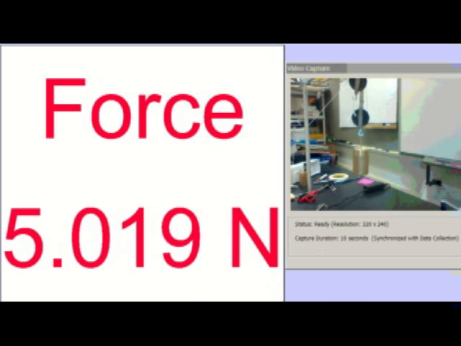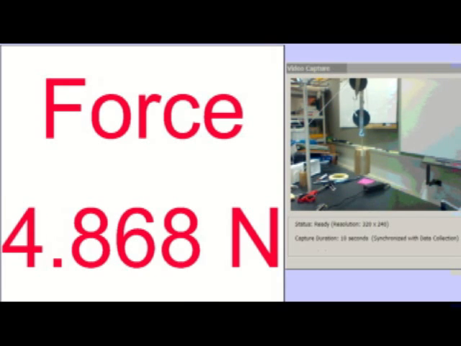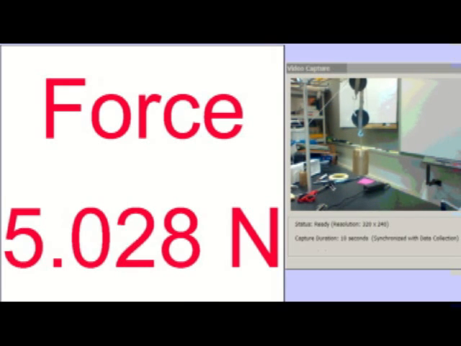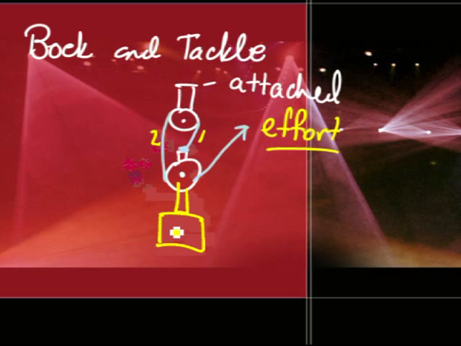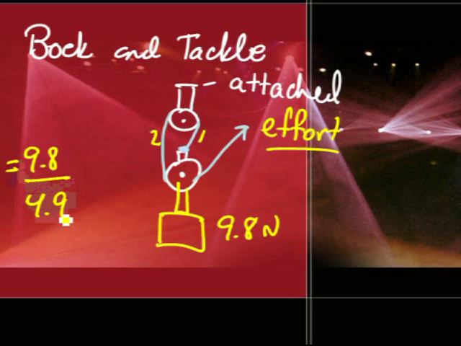This special setup is called a block and tackle. As we just saw in a block and tackle, we can also reduce the amount of effort required. As you can see, there are two strings that are holding up our pulley, and each one of those strings is holding onto our mass of 9.8 newtons worth of weight. And since it's being distributed again, we can say it's 9.8 for our mechanical advantage over 4.9, and we get a mechanical advantage of 2 here because there's two strings.